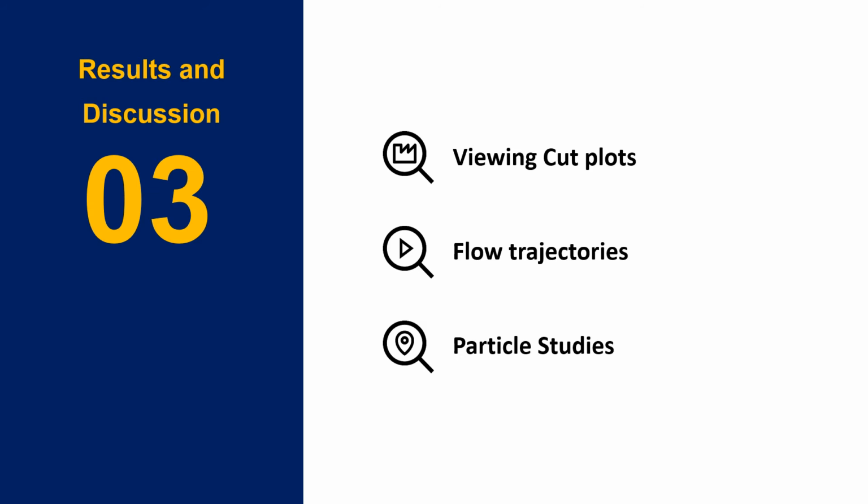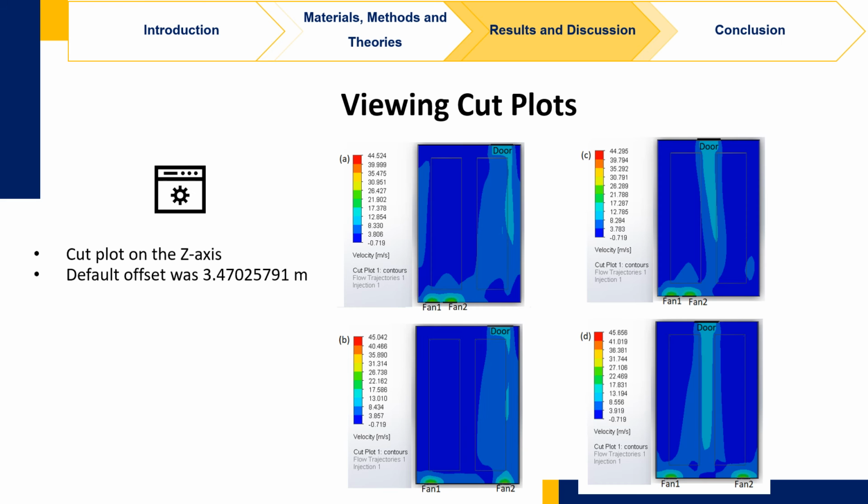Here is the new topic, results and discussion. As you can see on the screen, our subheading is viewing cut plot, flow trajectory, and particle study. For viewing the cut plot, select the top plane, which is on the z-axis, with the default offset. After simulation, the velocity contours were displayed. The velocity was split into 10 color zones according to its value in meters per second.